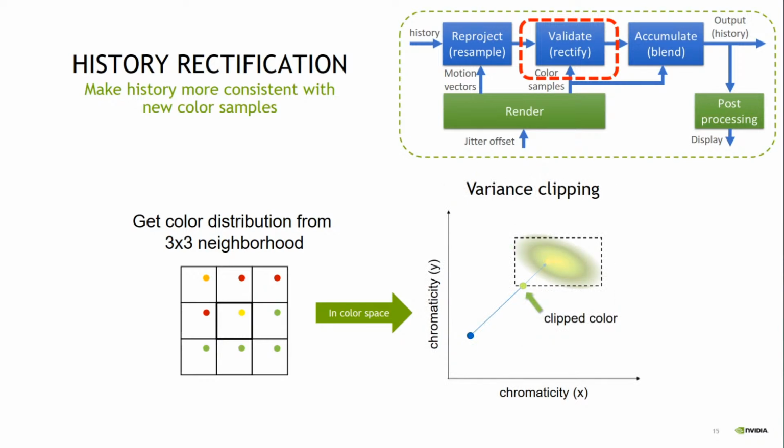So another way of doing this, called variance clipping, is to compute the mean and variance of the neighboring samples, and then build an AABB around the mean and scale it by the variance. In this way, we can avoid being affected by outlier sample colors, which could have given us ineffective oversized color bounding boxes.